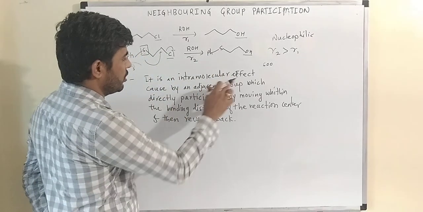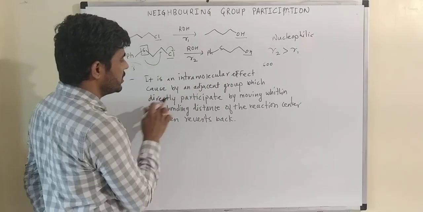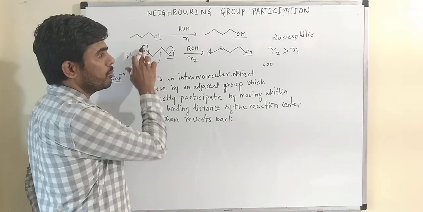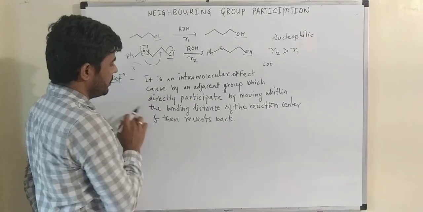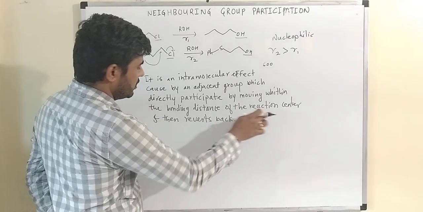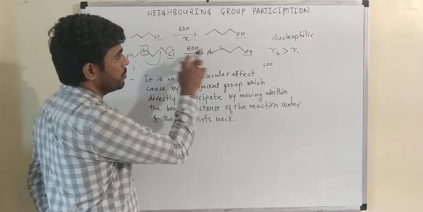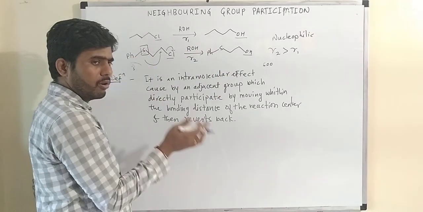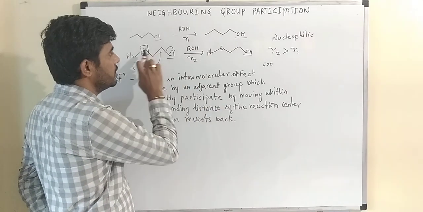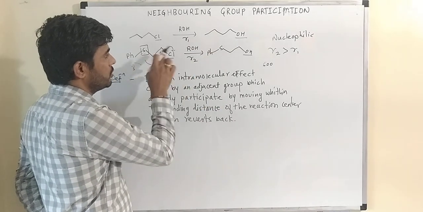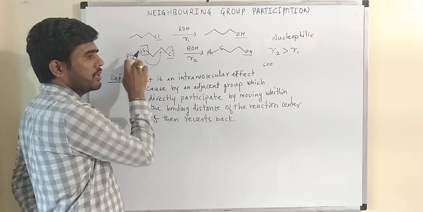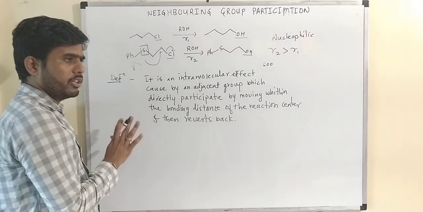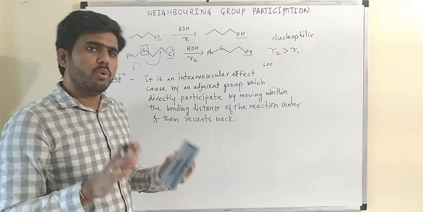So it is an intramolecular effect caused by an adjacent group which directly participates by moving within the bonding distance of the reaction center, and then reverts back. After the formation of the product, that particular group retains its original position. You can see here sulfur is in its original position in both cases, in the starting material and in the product. So this is the general definition of neighboring group participation. Students should know about this.